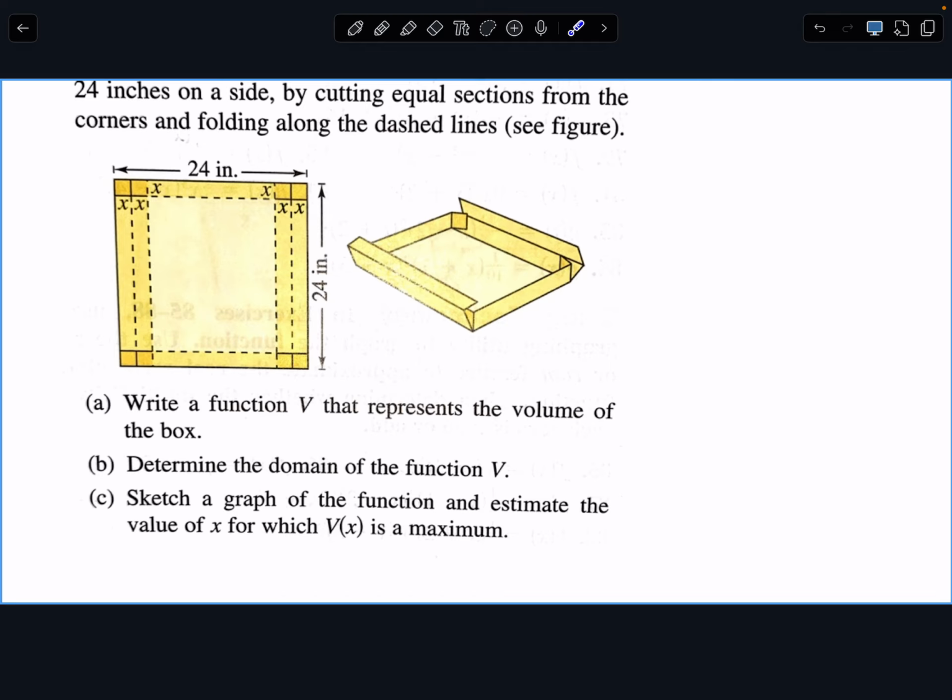But on the other side, we are just taking off X on this side and X on this side, and then that is just folding straight up. And so what we want to understand is the base of this box. How long is this? Well, you've taken off 2X on this side and 2X on this side. So this is 24 minus 4 times whatever X is.